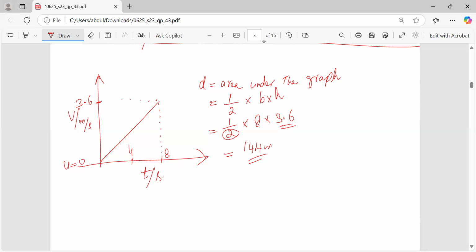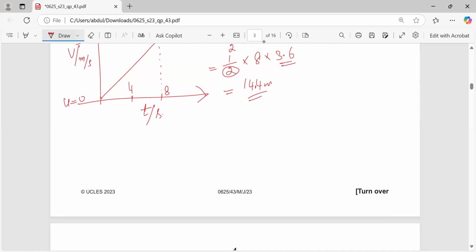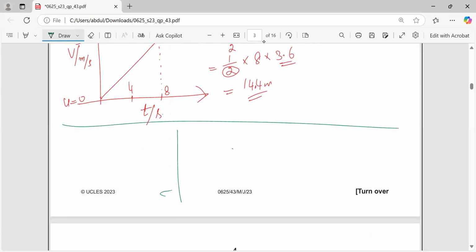If the question said that a body is moving at a constant velocity of 3.6 meters per second, calculate the distance traveled in 8 seconds. What would the shape of the graph be? In that case, the graph would look like this: v in meters per second against time in seconds.